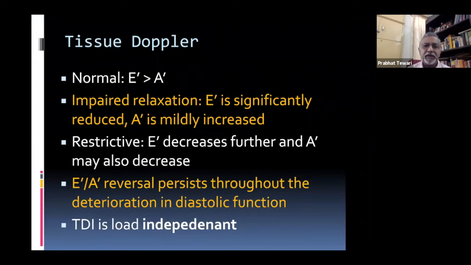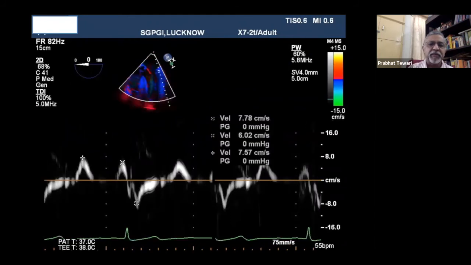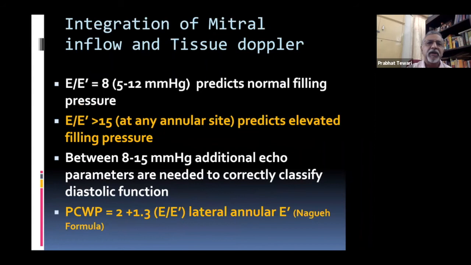Well, impaired relaxation, E is reduced, but restrictive pattern, you will find the E and A both are reduced, very much reduced. So that is how it is assessed. These are certain of the parameters which we are looking into. Here E is more than A. Again, there's a S prime velocity. We can actually look into it.